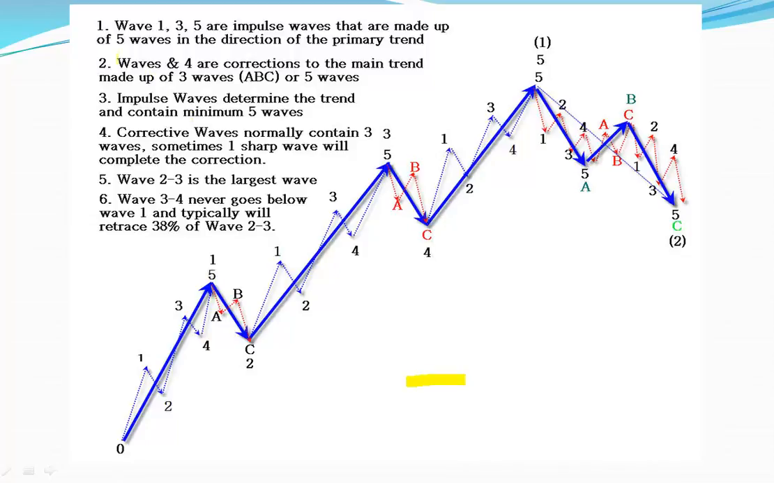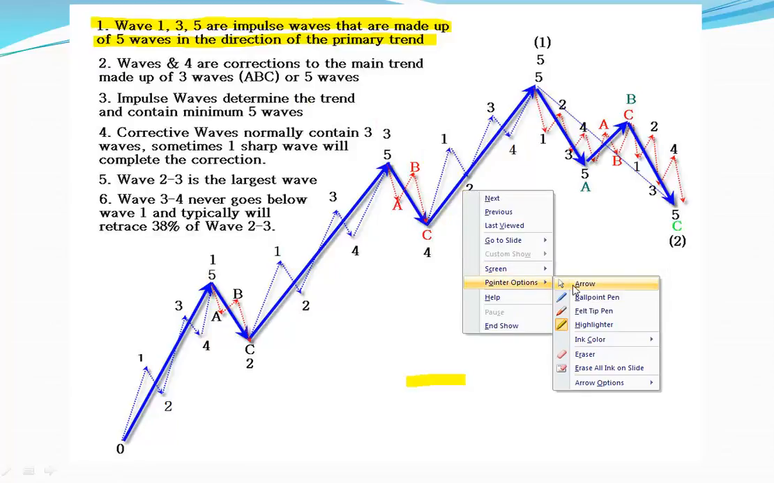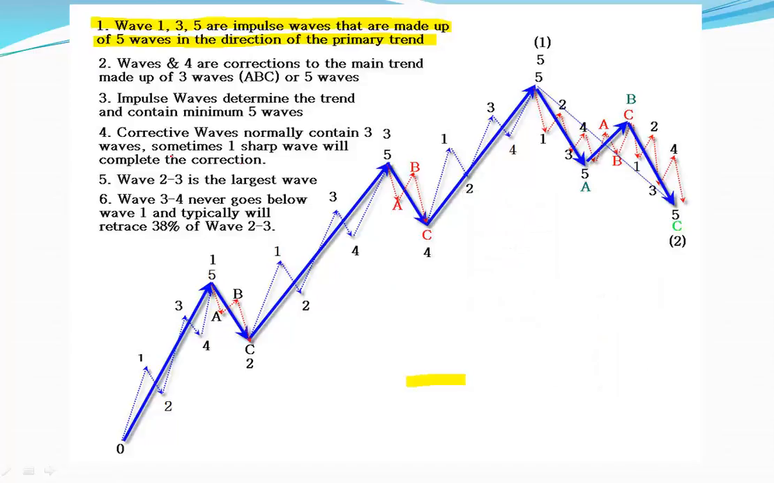Okay, good. Now, waves 1, 3, and 5 are impulse waves made up of 5 waves in the direction of the primary trend. All right, you know what? It's hard for me to see that, so let me go back to the felt tip. Which means that's what we have here: 1, 3, and 5 are made up of 5 waves, and here are the 5 waves that we just discussed.